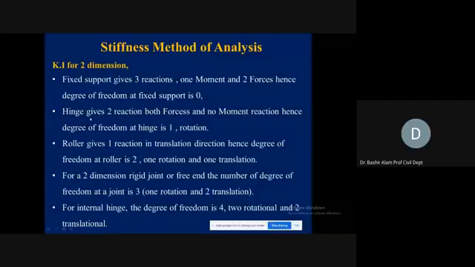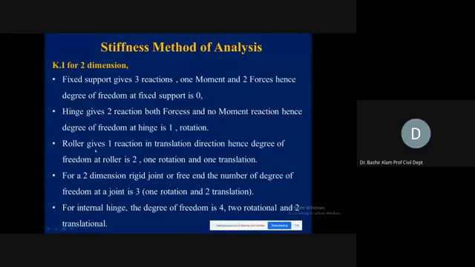Second bullet, hinge gives 2 reactions, both forces and no moment reaction. Hence, degree of freedom at hinge is 1, and that is rotation. We just talked about this, that the moment is going to be 0 at a hinge, meaning it cannot resist the rotation. So it cannot resist, meaning there will be rotation. When there is rotation, that is our degree of freedom, and that is the kinematic indeterminacy of the problem. So at a hinge, we have 1 degree of kinematic indeterminacy, which is rotation.